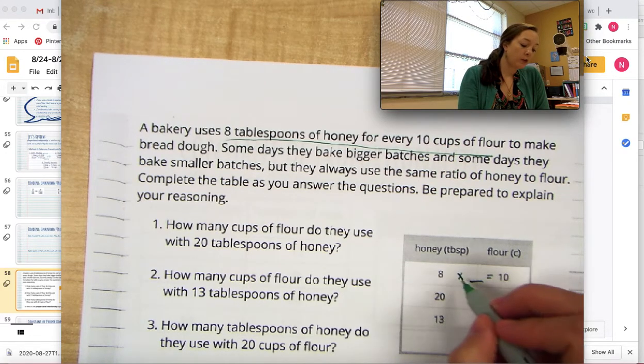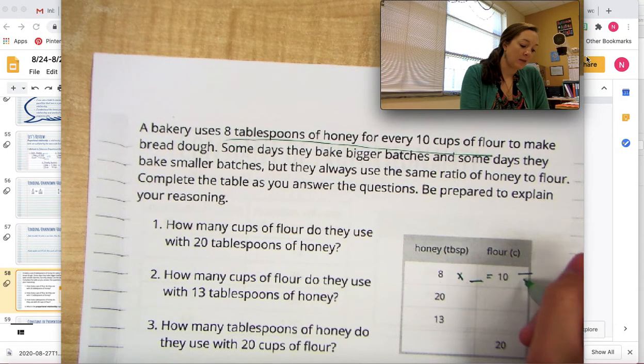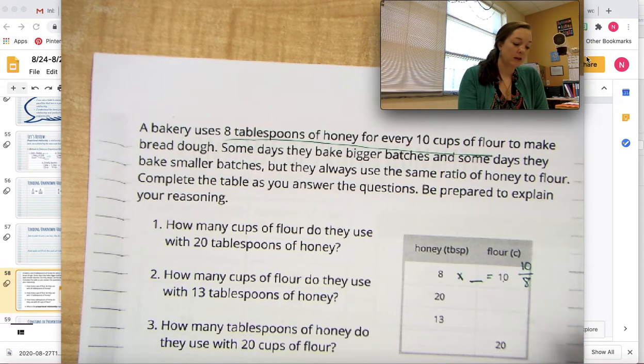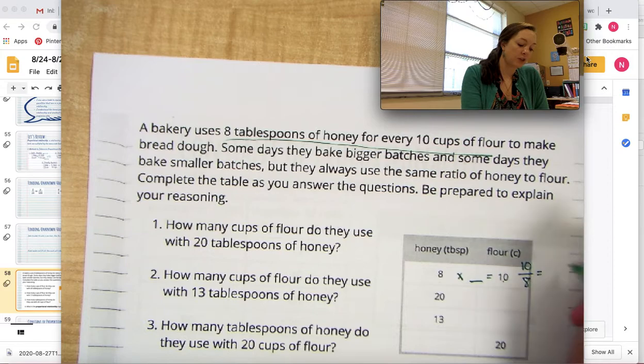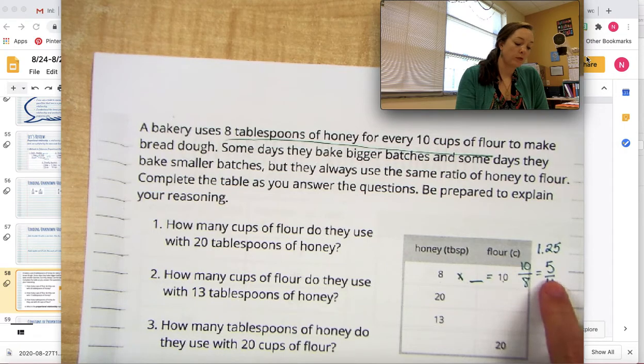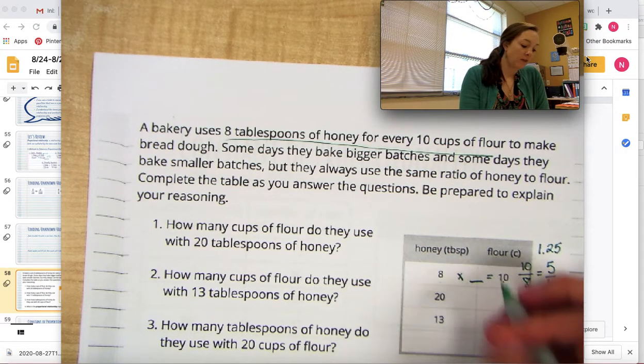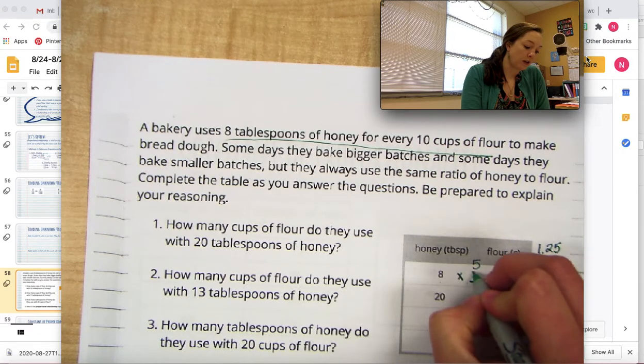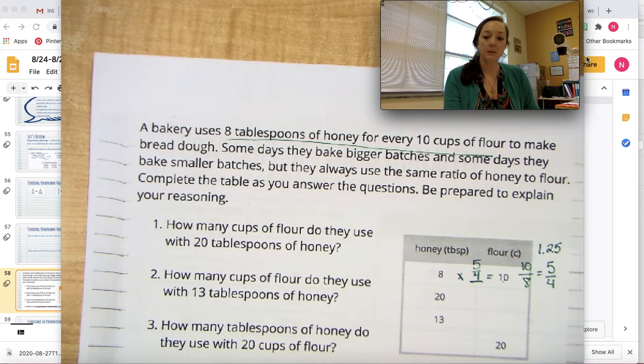And remember, we are not going to multiply by 8 now. We're going to divide by 8, and we're going to divide our product by 8. 10 divided by 8. I can simplify this fraction into 5 over 4. And if I want to, I can make it a decimal. I could say 1.25. 1 1/4, 1.25, or 5 over 4. All right? I'm going to use 5 over 4 just for the sake of today.